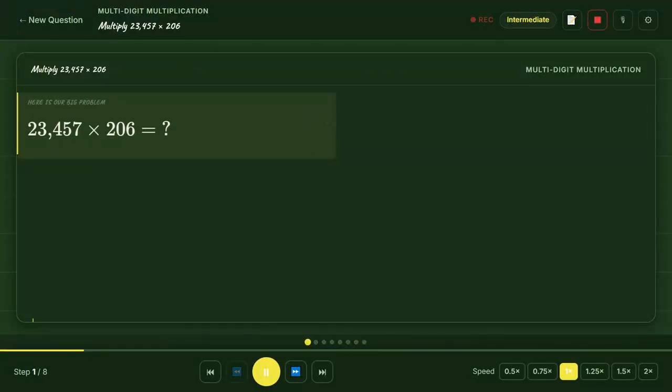Let's look at our problem. We need to find out what 23,457 times 206 is. It looks like a really big problem, but don't worry, we'll do it one small piece at a time.